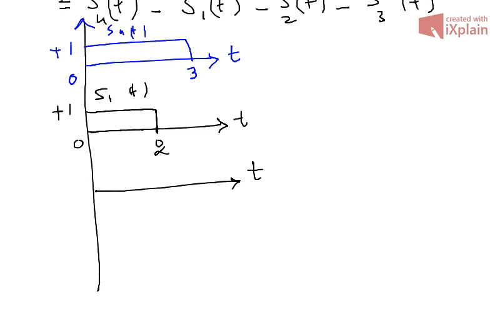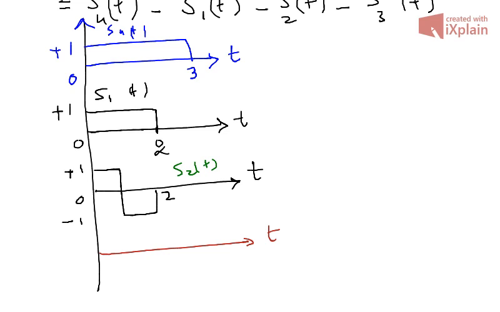S2 of t is given by this value, up to this plus 1 minus 1. This is 2, 3. This is S2 of t. And then we have S3 of t. And if you see, S3 of t is minus 1 here and up to 3. Minus 1 plus 1, right?